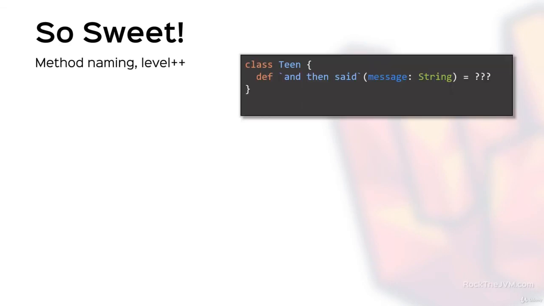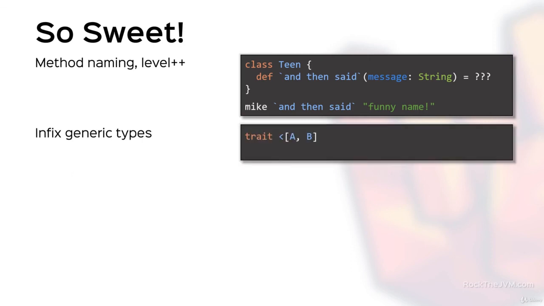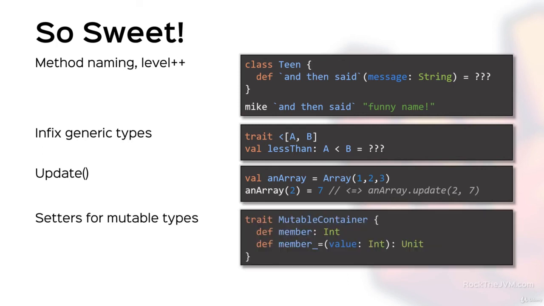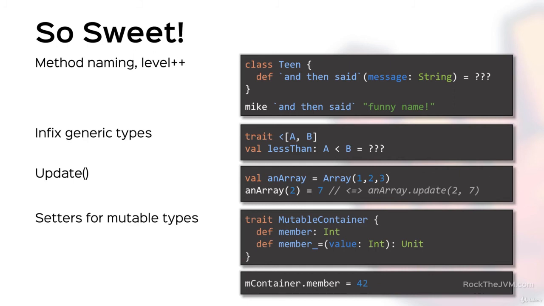But wait, there's more. We found a very cute way of naming our methods, which makes Scala even more expressive than we were used to. Then we talked about infix generic types, which combined with the very permissive type naming allows for very expressive types as well. We're going to use those in the type level programming section at the very last part of the course. We talked about update as a very special method, as the compiler rewrites quote-unquote callable assignments into calls to update. Then we also found about setters for mutable types, and we had an example of our own, and then we saw it in action.